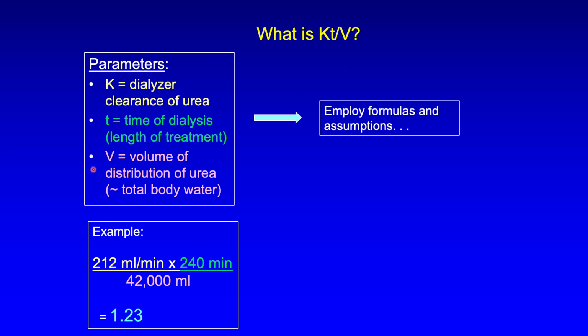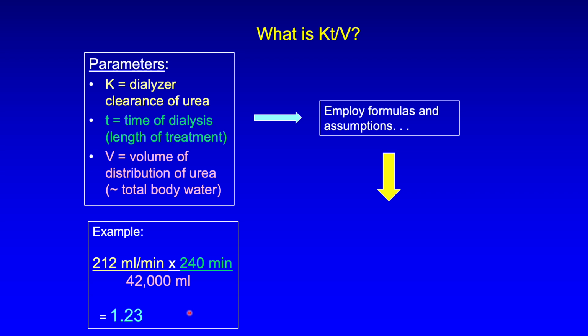In this example then, K, the dialyzer clearance of urea, is 212 mLs per minute. The time of dialysis is 4 hours or 240 minutes. And the volume of distribution of urea is about 60% of total body weight. So for this 70 kilogram person, it's about 42 liters or 42,000 mLs. And the calculated KT/V is 1.23.